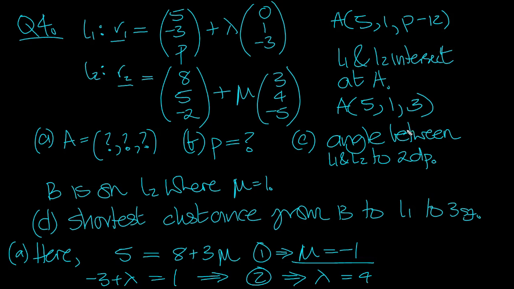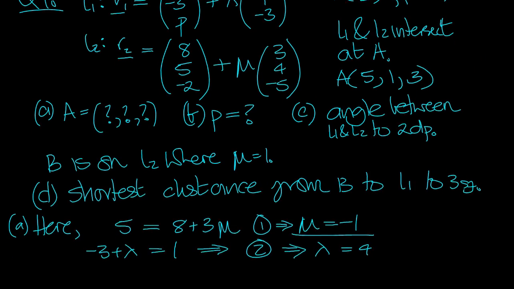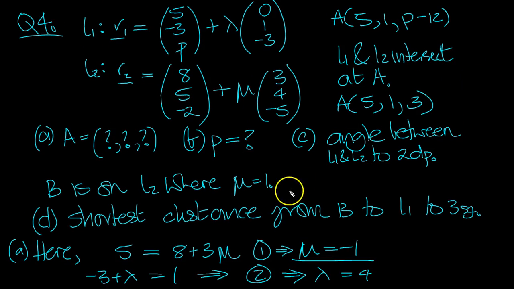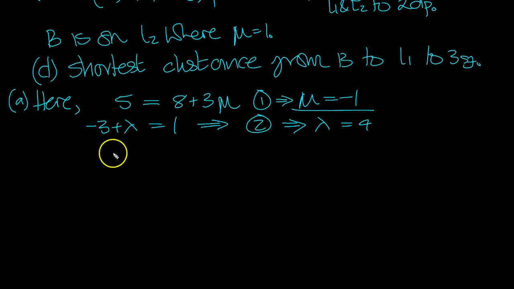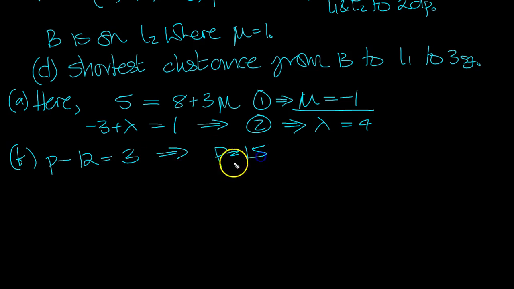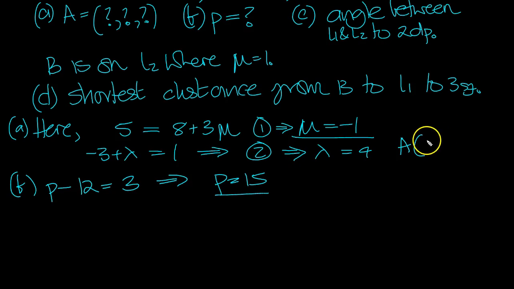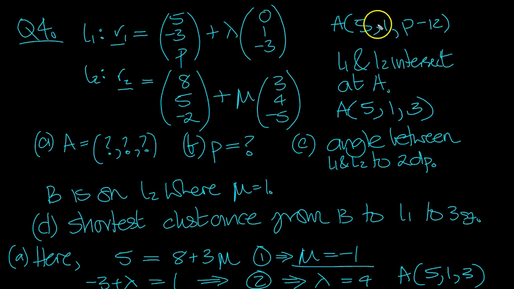Okay, so that's what you get. So you get 5, 1, and P minus 12 must equal 3. So P minus 12 must equal 3, so P is equal to 15. The A coordinate, which we could put here in the question, is 5, 1, 3. P is equal to 15, and then we'd get 5, 1, 3 here as well.